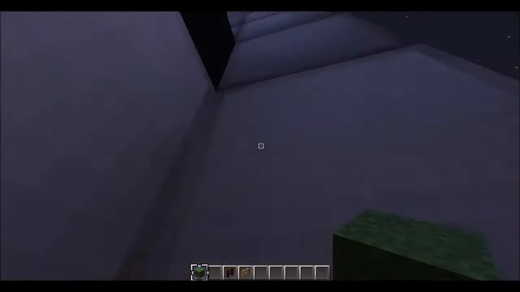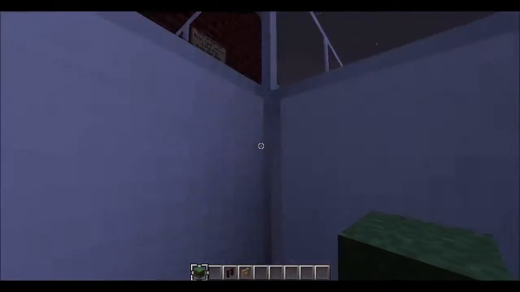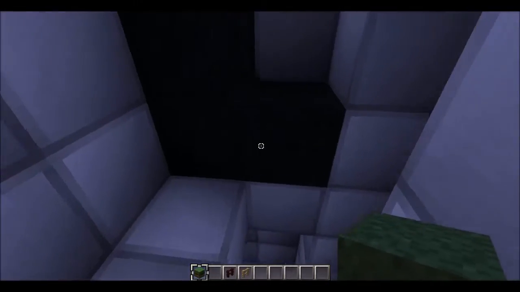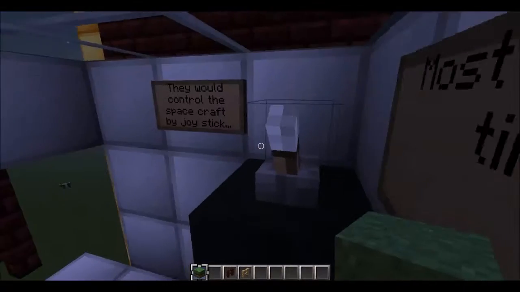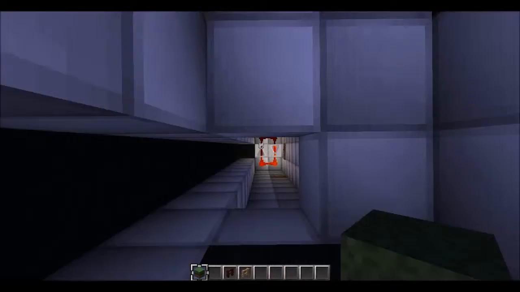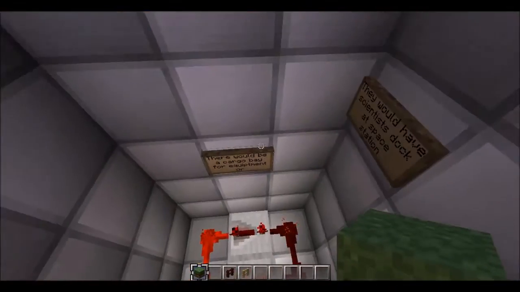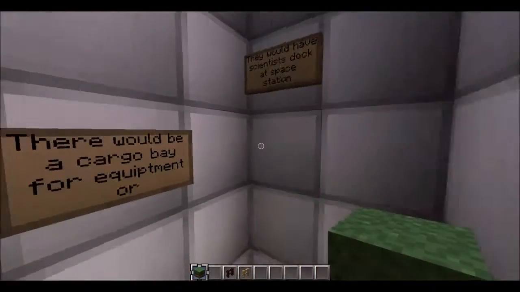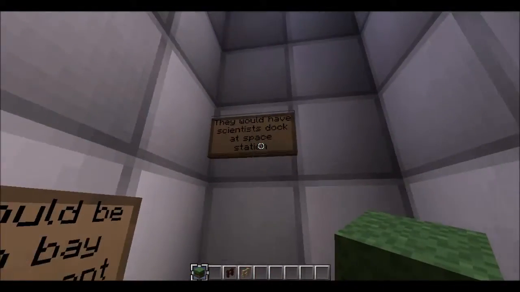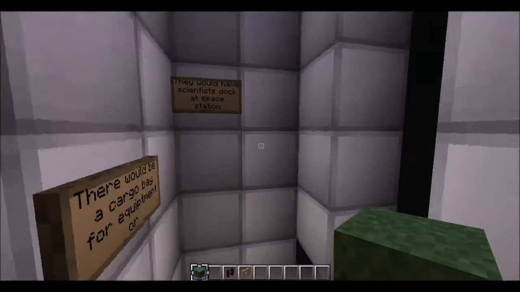In the cabin there is the control joystick where most people would sit. They would use the joystick to pilot the craft most of the time. And here is where they would have cargo for spacecrafts and other stuff, so the cabin would also be made much bigger for scientists and to dock at space stations.